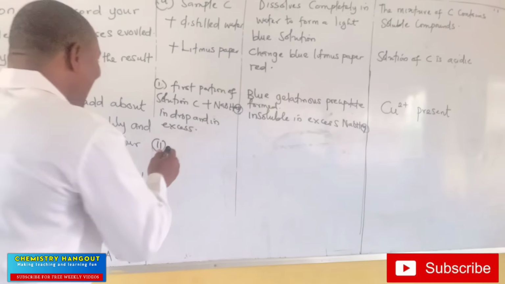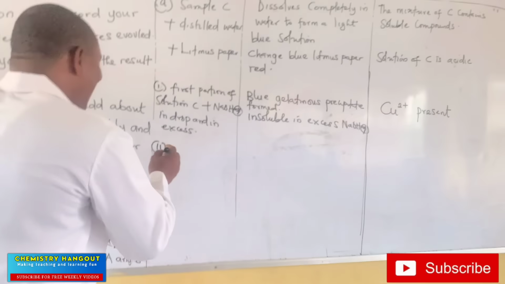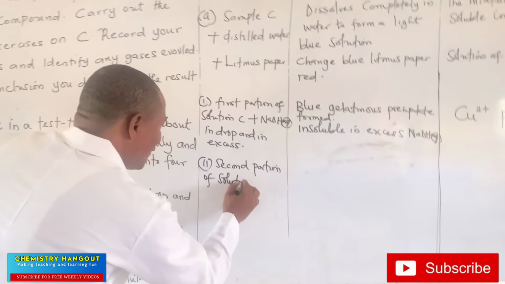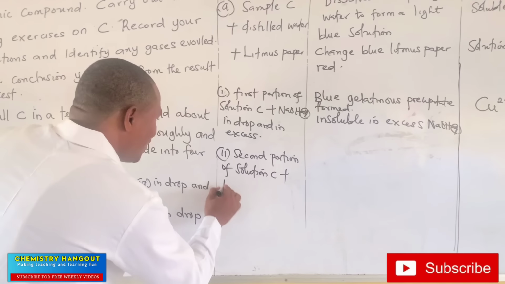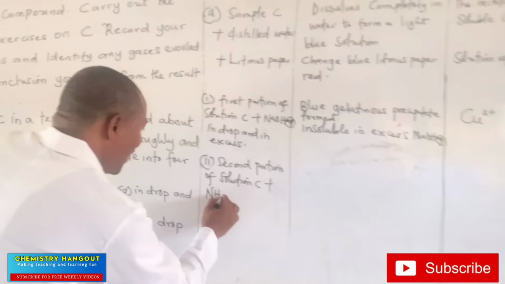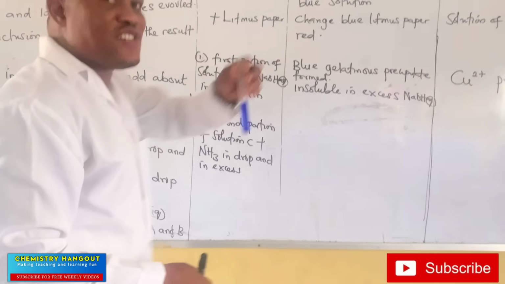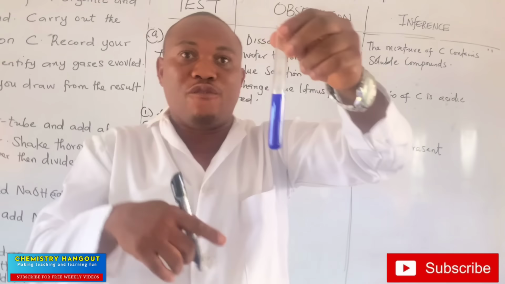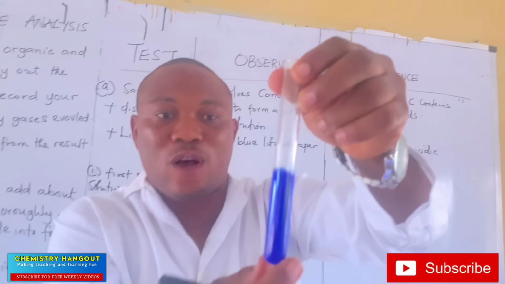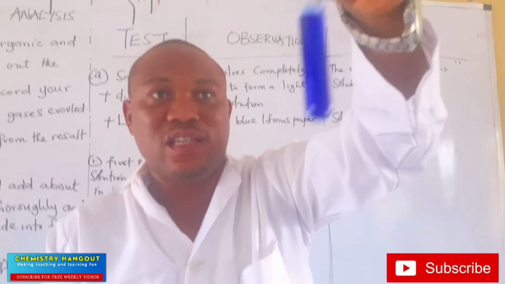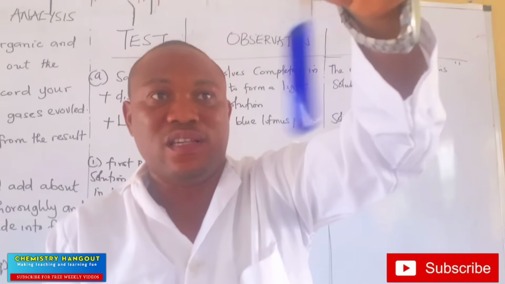So you can now say second portion of solution C plus ammonia, in drops and in excess. Because if the ammonia did not dissolve it, you would still see a precipitate, something insoluble beneath it. But you see a very clear solution. It dissolves all the precipitate that formed.